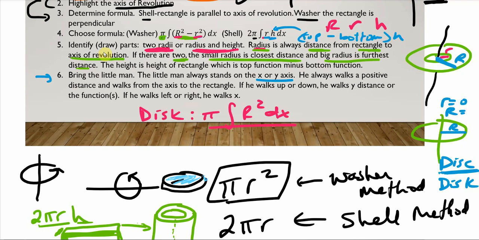Okay? And he always walks in a positive distance. There's no way you can walk a negative distance. So he's always going to walk positively. If he walks up and down, he walks y. If he walks left and right, he walks x. That's the only concept you have to remember. So if he is here and he walks this way, he's walking x. If he is here and he walks this way, he's walking y. That little man is very, very important.